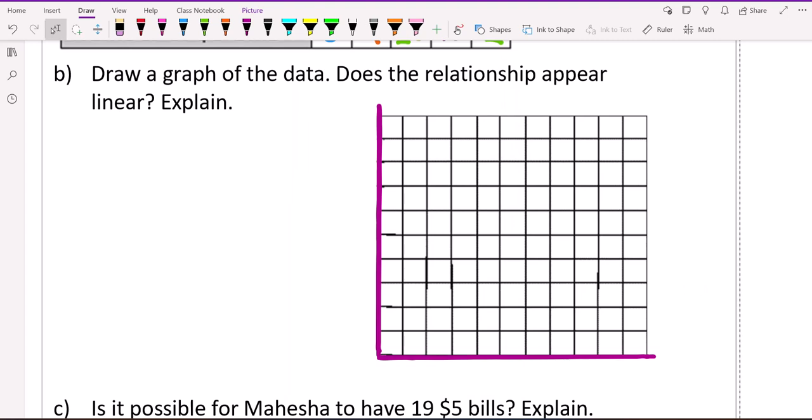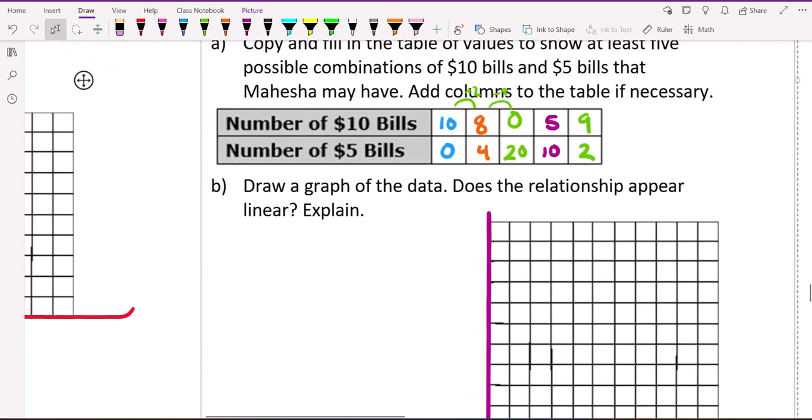Now, before we can start throwing data down, we need to label our axes. What's on the X, what's on the Y? Max. Number of $10 bills and number of $5 bills. Which one's on which? Tens on the bottom. Tens on the bottom. So remember the order that the table is X, then Y. All right? That tells us how the information goes on the graph.